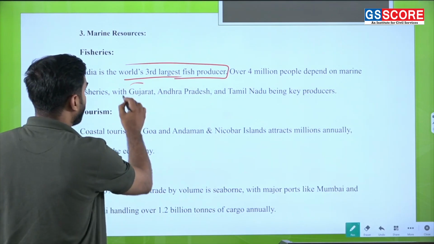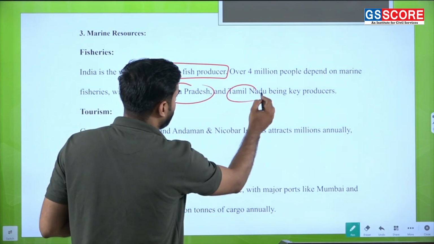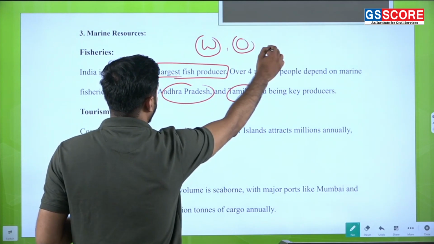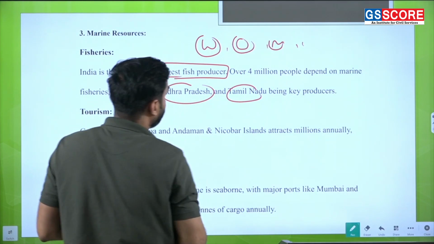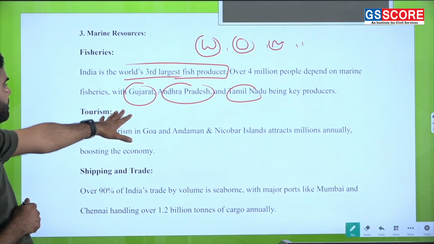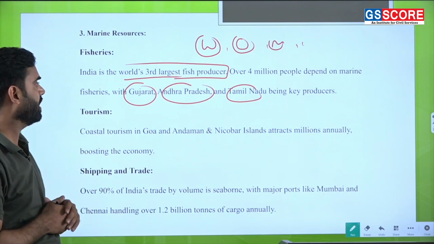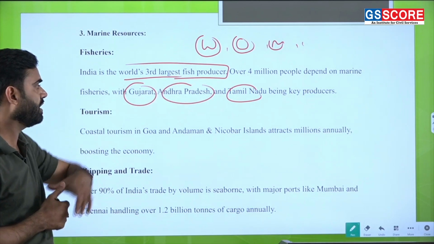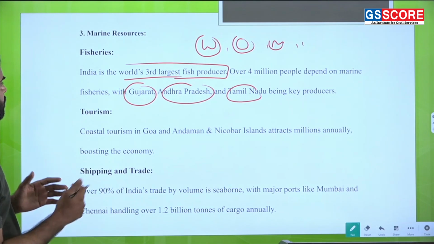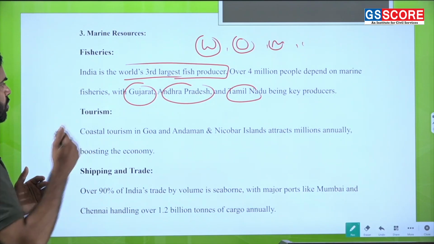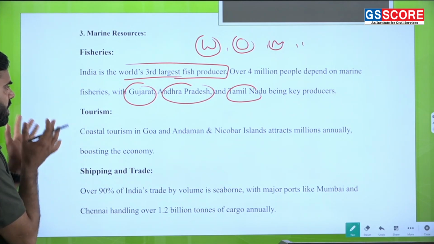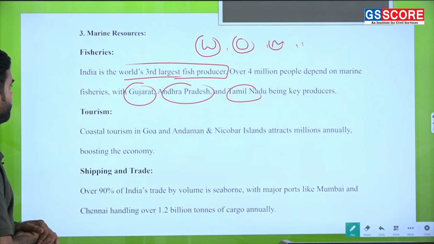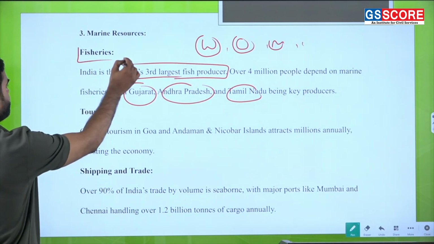Like Gujarat, Andhra Pradesh, Tamil Nadu. You can also mention West Bengal, Odisha, Maharashtra, Karnataka, and Kerala. I discussed Gujarat, Andhra Pradesh, and Tamil Nadu, one from the western coast and another from the eastern coast. You can also mention the Malabar and Coromandel. You can choose different names, but you have to select limited words to explain the maximum information. Yes, it is finished. Fisheries.